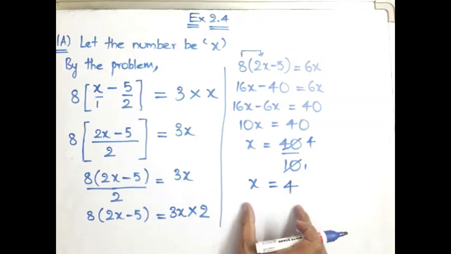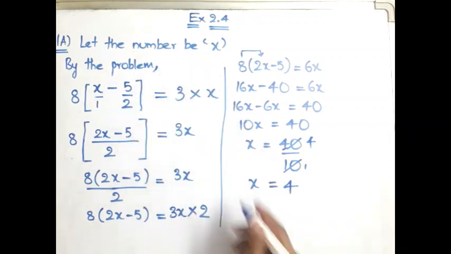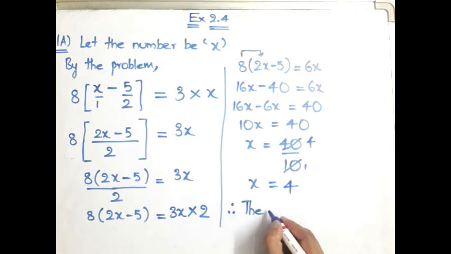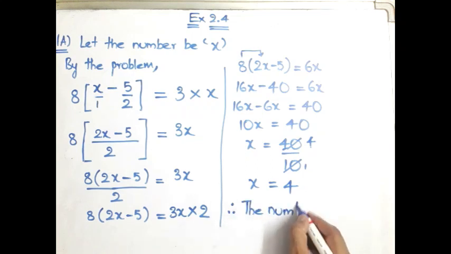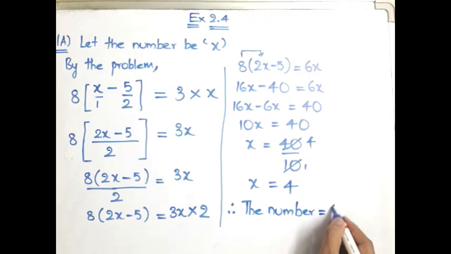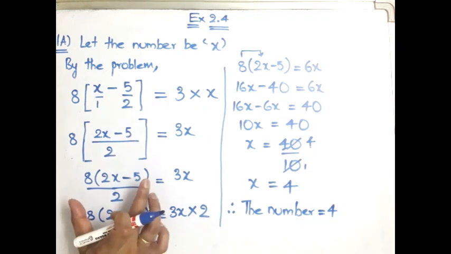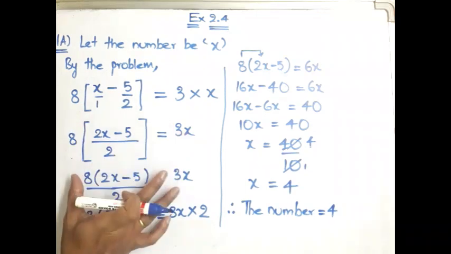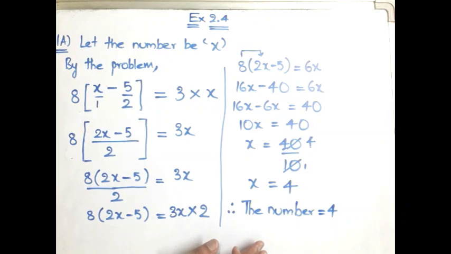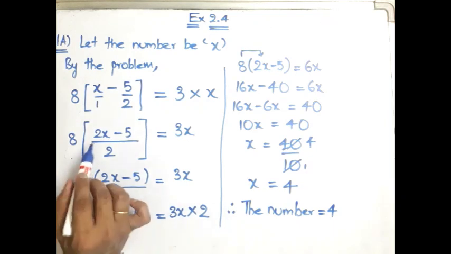What exactly is x? The number they asked. Therefore, the number is equal to 4. Okay, I am repeating the same problem again, so that once you are confident with these steps, the next problems are going to be easy. Now from here on, I am explaining.